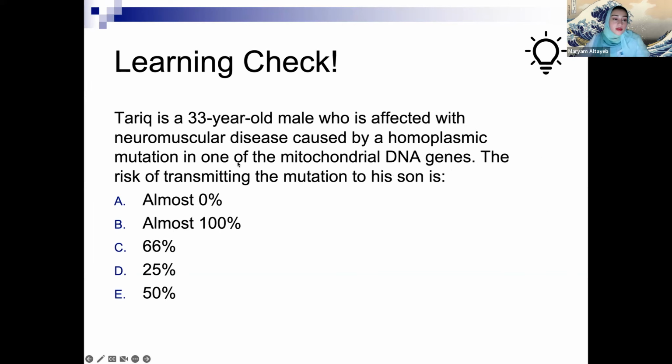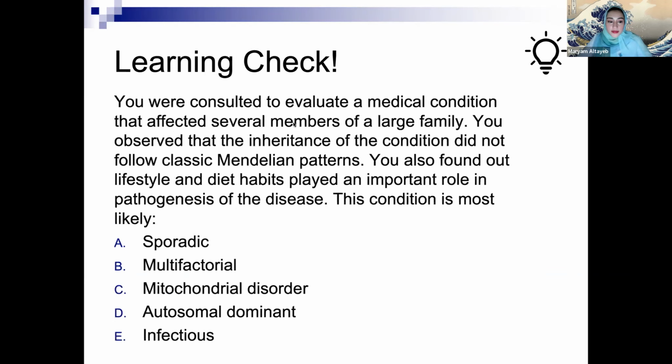But what if I flip the question and I wrote it this way? Tariq is a 33-year-old male who is affected with neuromuscular disease. Exactly, 0. And why would it be 0? Because males cannot transmit mitochondrial DNA. So no matter how many children he has, they will never get the disease because it's only from the mother. Okay, and so this is a very important question to keep in mind, and they really like to test about it.